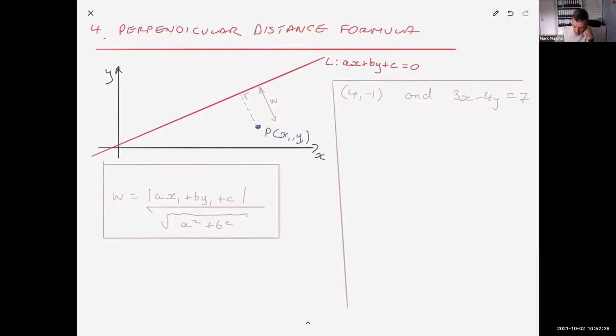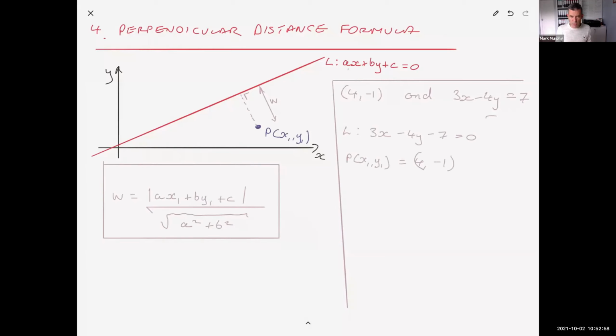So that's a little bit tricky the way I wrote down equals 7 there. So first of all, I'm going to look at the equation. In this case, our line L, I'm just going to rewrite L into the general form. So it's 3x minus 4y minus 7 equals 0. And our point in this case is P, (x1, y1), which equals (4, -1). So then we can just plug that in.